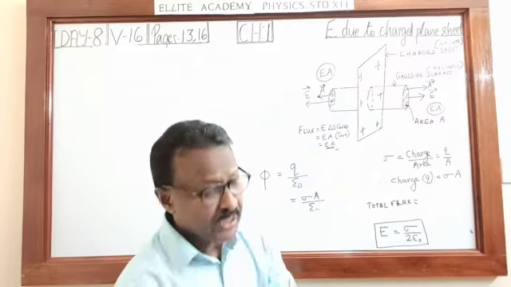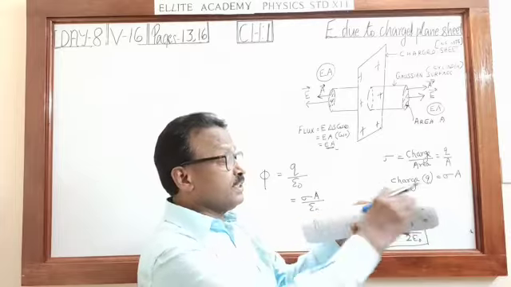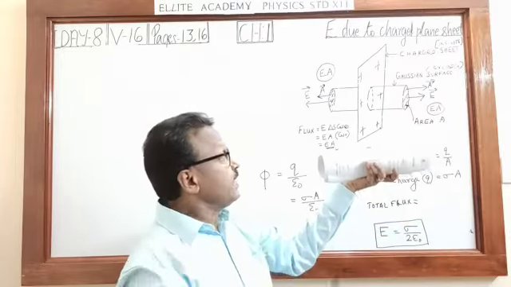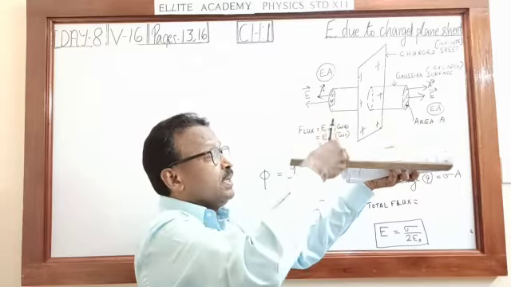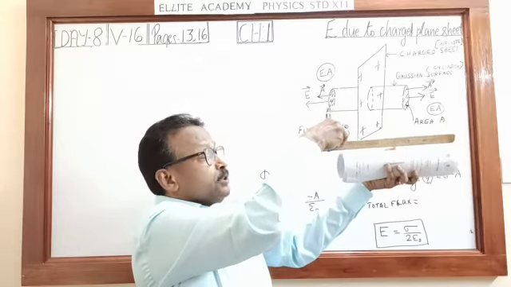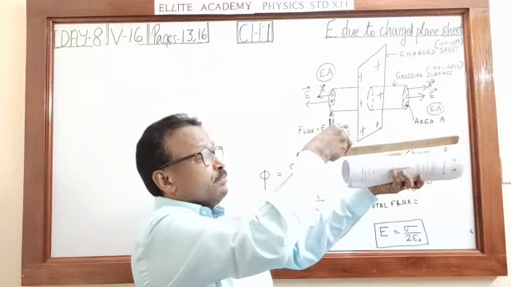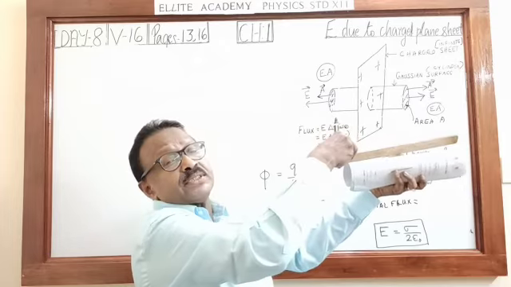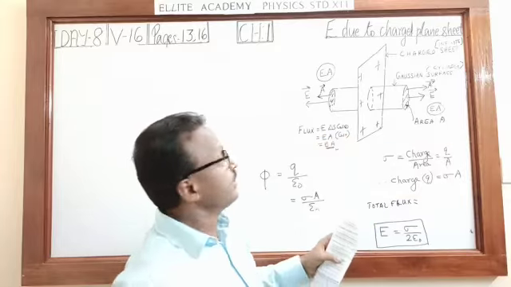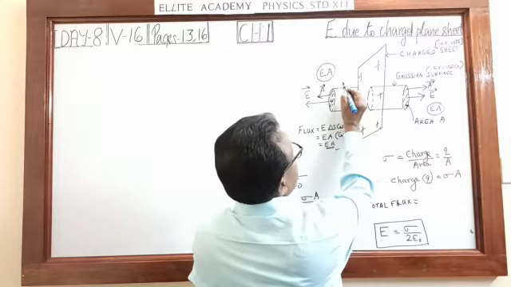If I am having a cylinder, this is the curved surface. The electric field is parallel to the surface. My ruler is the electric field, and it is parallel to the cylindrical, curved surface. So what is the flux? Flux here is going to be 0.